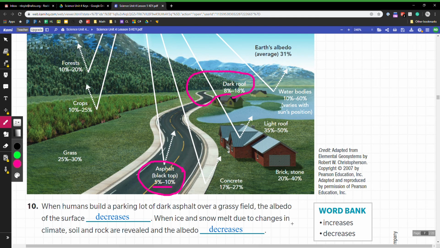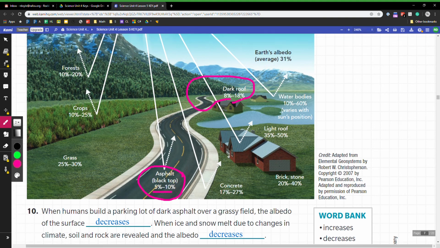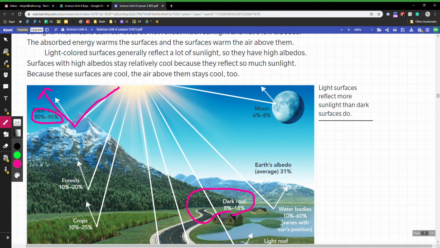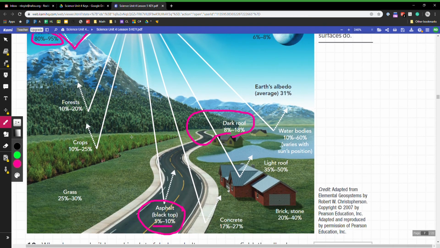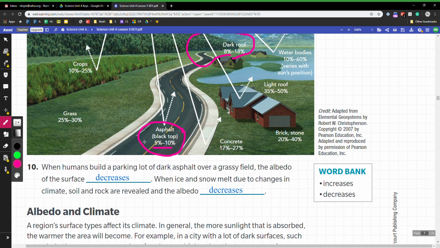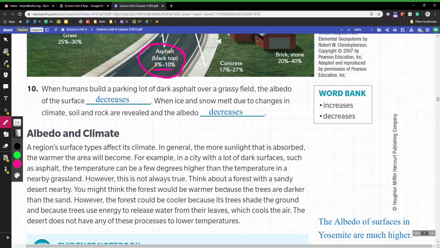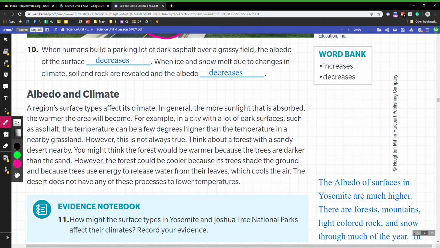And when ice and snow melts due to changes in the climate, the soil and the rocks are revealed, and the albedo also decreases. So it's saying, if you go from snow and the snow melts and then you have rocks left, rocks are going to be like concrete or asphalt. They're dark, or like a dark roof. It's darker. At most, it's going to be like a light grass or something like that. So you can see how anytime snow melts and reveals what's under it, the albedo will be decreasing because it's not going to reflect as much light.